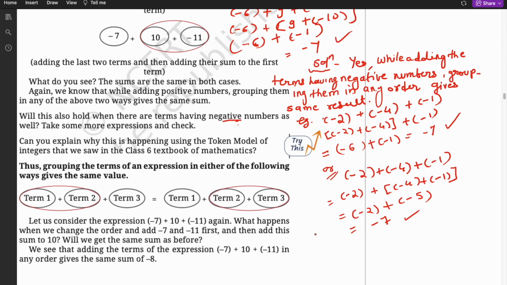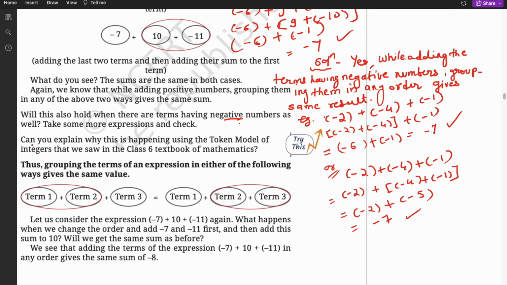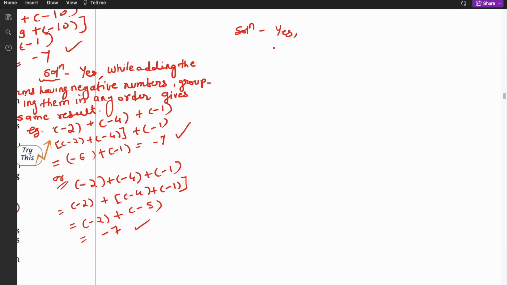So result comes same. Next question, can you explain why this is happening using the token model of integers that we saw in class 6 textbook of mathematics? So explain करना है हमको why this is happening. So yes, we will explain with the expression -2 plus -3 plus -1.